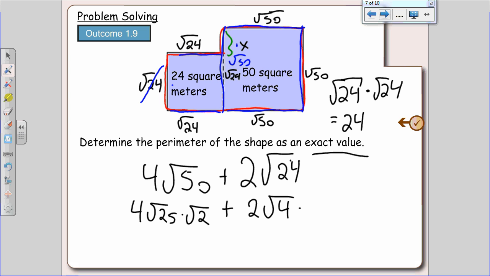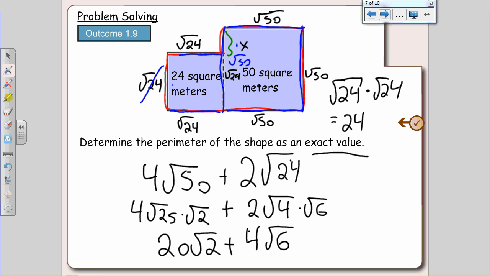So the first one is just 20 square root 2 plus, what's the square root of 4? 2. What's 2 times 2? 4. So we have 4 square root 6. Can we combine those? No. Is that your answer? That's your answer. That's simplified. That's an exact value. It's not a decimal. That's a cheap way through a hard question.